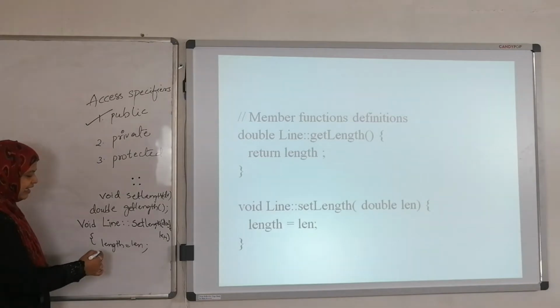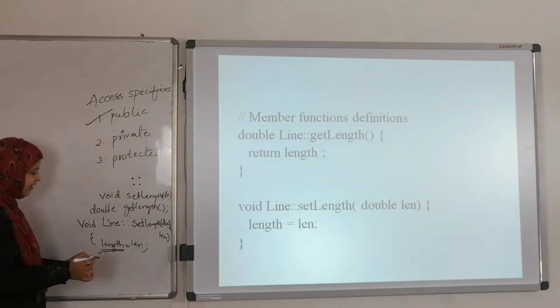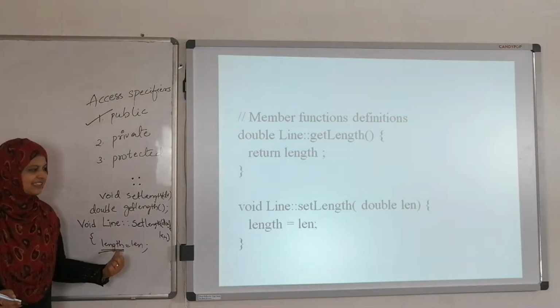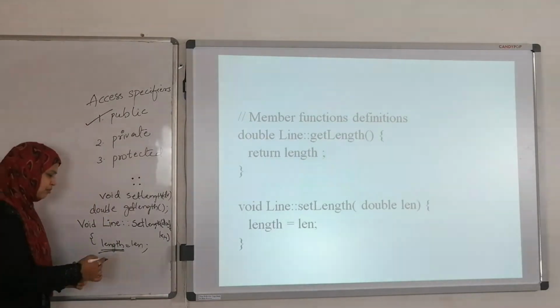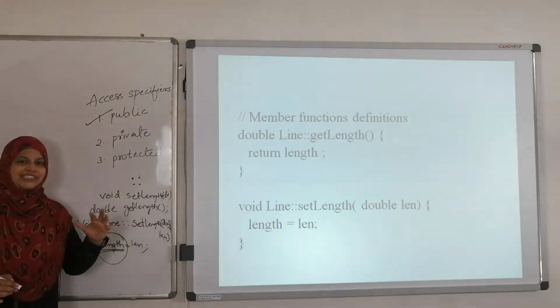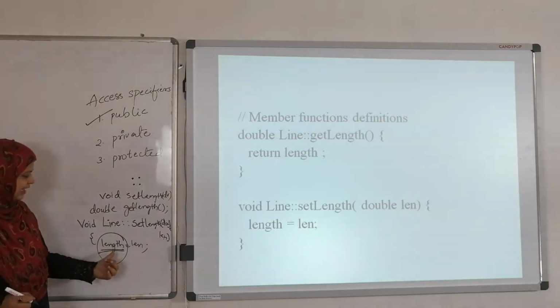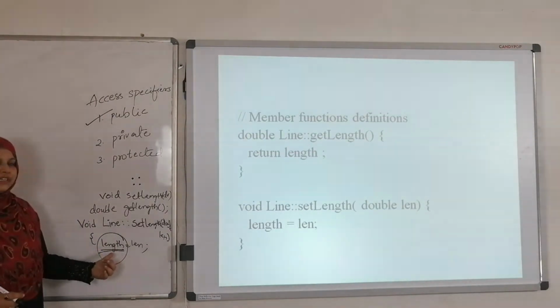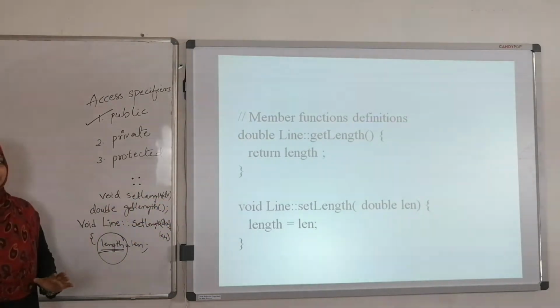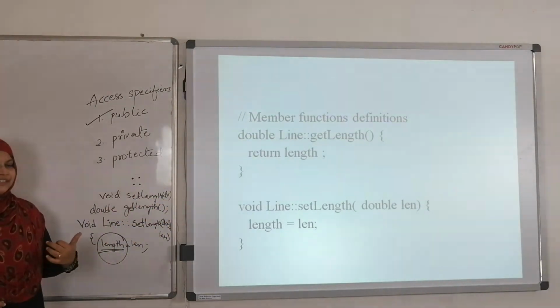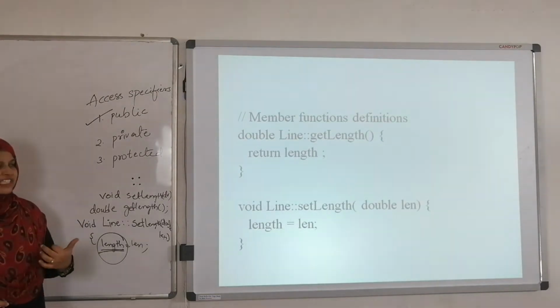Here, this length is the variable, the data member of the class. Directly we can use this public data member outside the class. Here we are outside the class, and we are using it directly. Why? Because length is declared in the public access modifier.